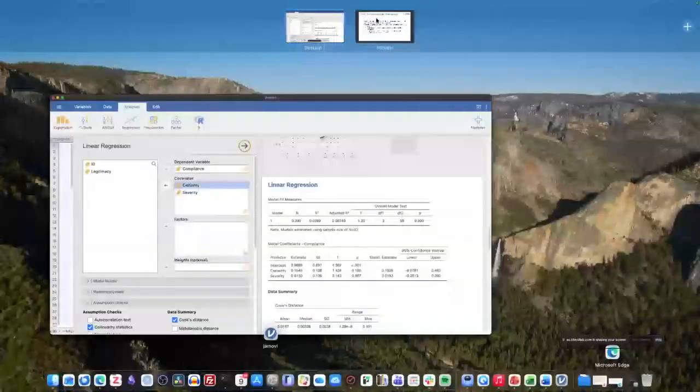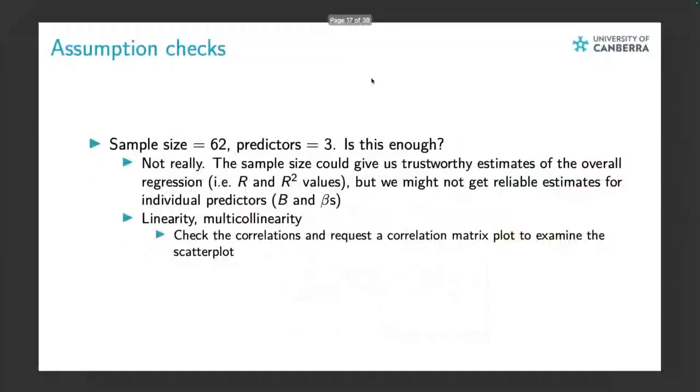So to do this, well, first we need to look at sample size. We have 62 and now we have 3 predictors. Is it enough? Not really, although it was arguably not enough in the first case. The sample size could give us trustworthy estimates of the overall regression, R and R squared values, but we might not get reliable estimates for the individual predictors, so the betas and the standardized betas. So we have to just acknowledge this if we move ahead, which we will.